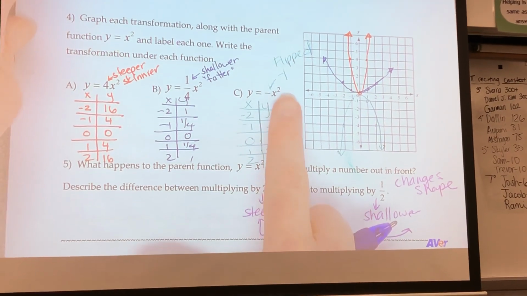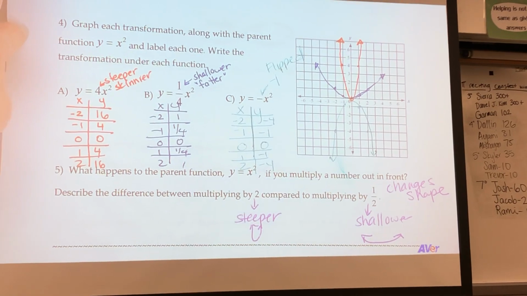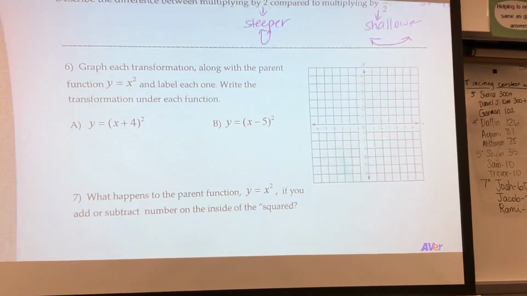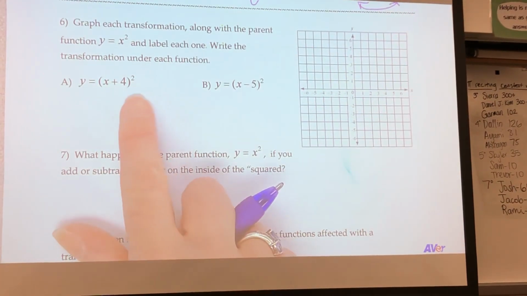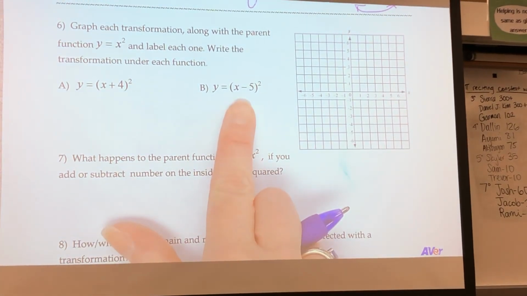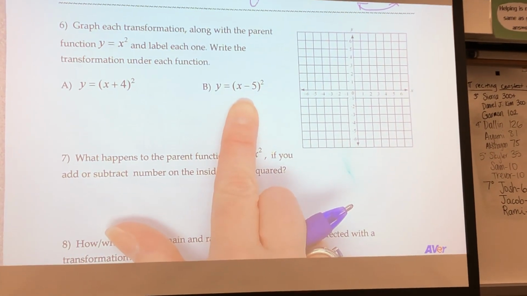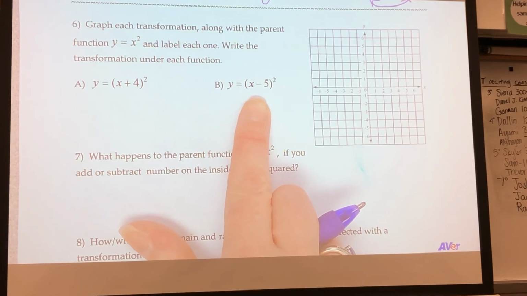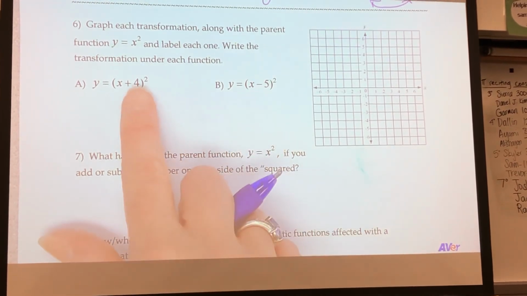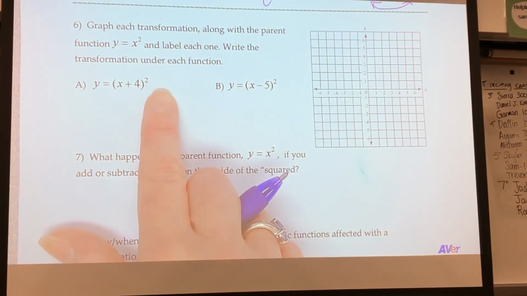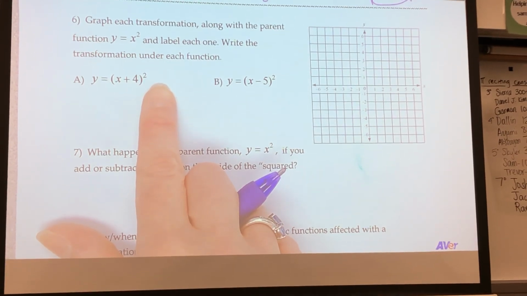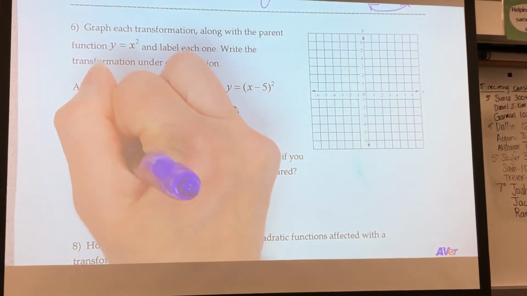And hopefully you also notice that when it's negative, it flips. One last thing can happen, and that is, notice what's different compared to the first one? Now there's something inside the parentheses, not outside. There wasn't even parentheses before this. So if it's inside, it causes a different change. It means that I'm adding 4 before I square it, not after. So how does that affect my graph?